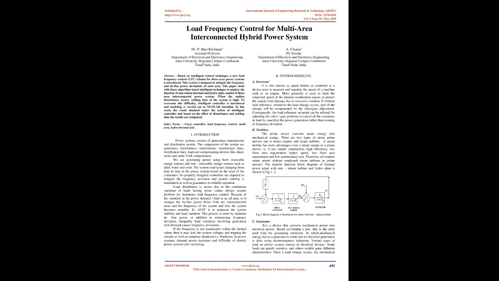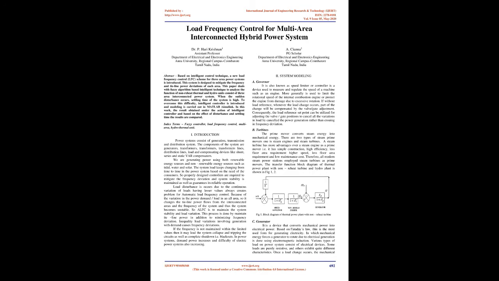I. Introduction. Power systems consist of generation, transmission, and distribution systems. The components of the system are generators, transformers, transmission lines, distribution lines, loads, and compensating devices like shunt, series and static VAR compensators. We are generating power using both renewable and non-renewable energy sources such as tidal, water and solar. The system load keeps changing from time to time based on the needs of the consumers.